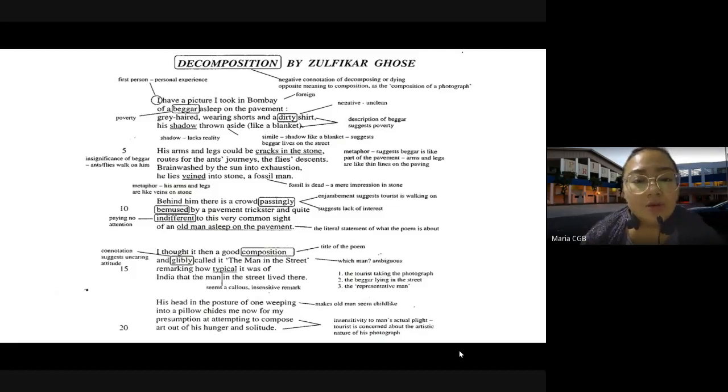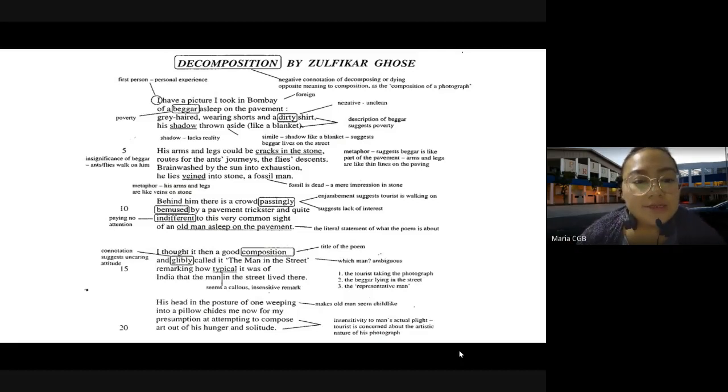Now, let's look at certain words, okay? Let's focus on the word choice here. Let's look at the words shadow and thrown aside. What is the effect of these words, right? Shadow implies that he's not really a person, and thrown aside means not really cared for by society, right? And this again reflects on the problem of poverty in India at that point in time.